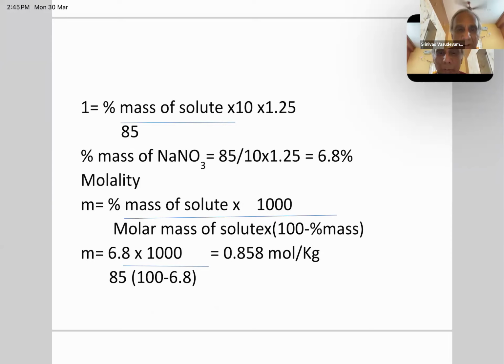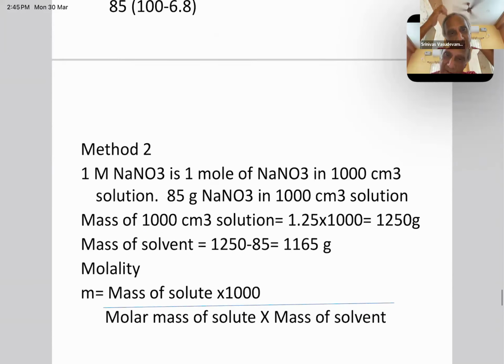Then molality equal to percentage mass by molecular mass into 1000 by 100 minus percentage mass. So 6.8 by 85 into 1000 by 100 minus 6.8, 0.858 mole per kilogram. This is one method. Another method is from the concept here.